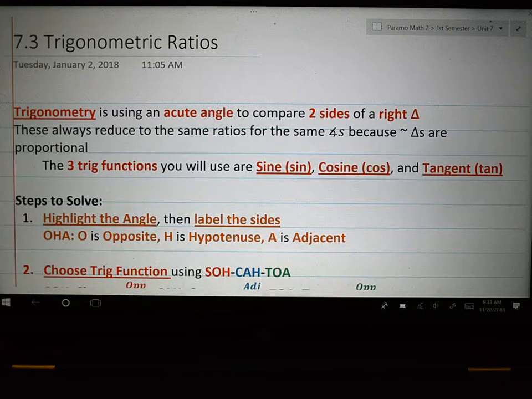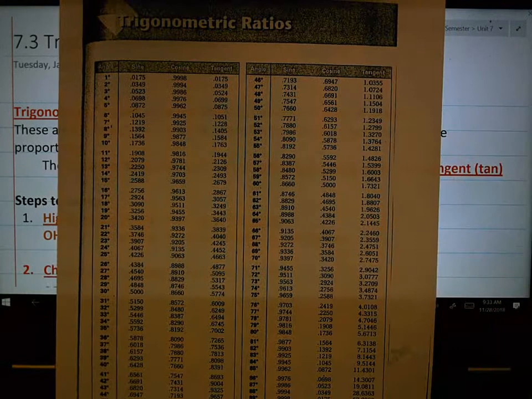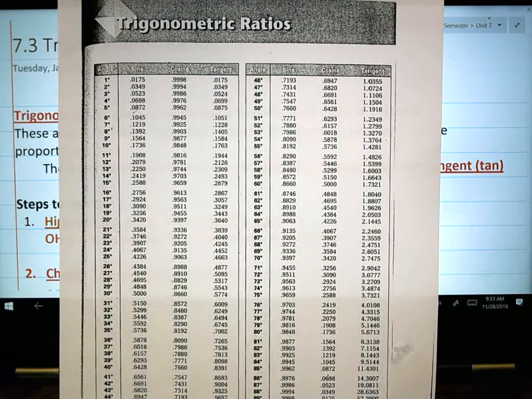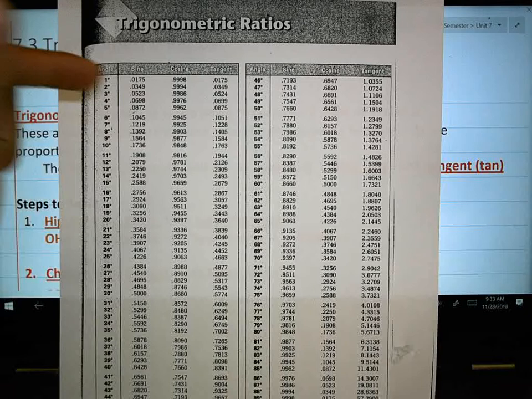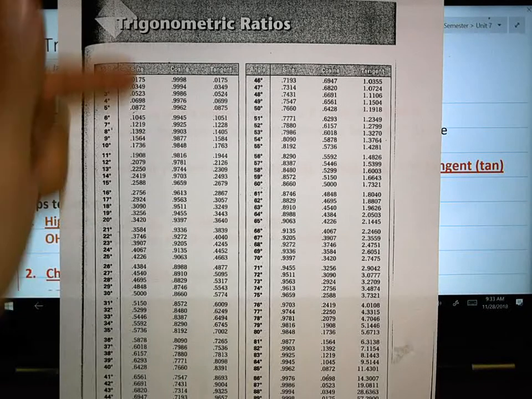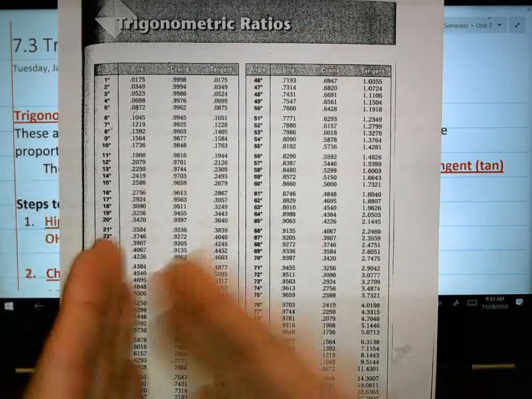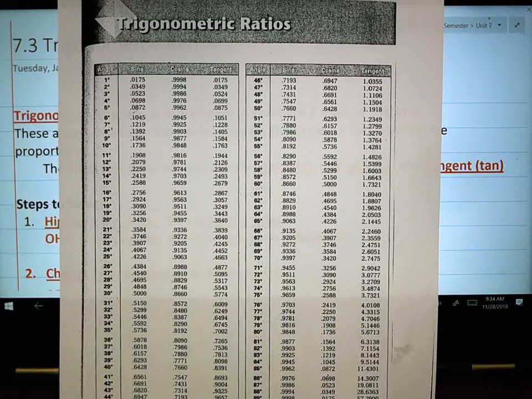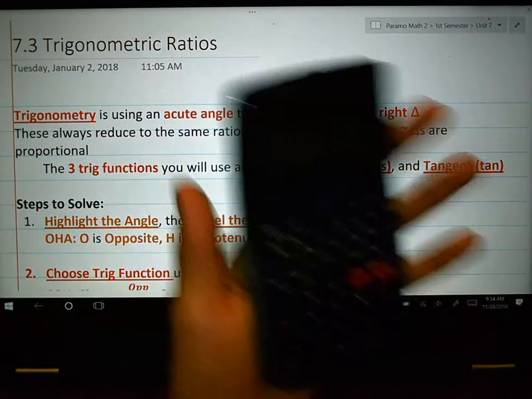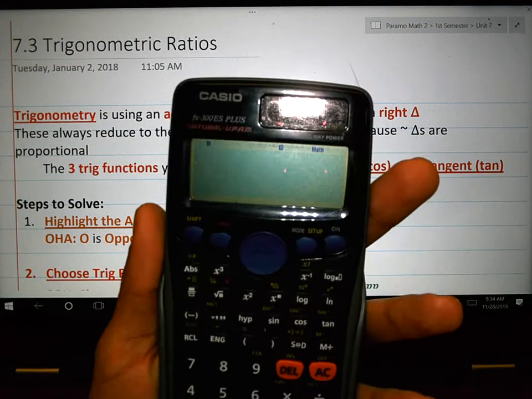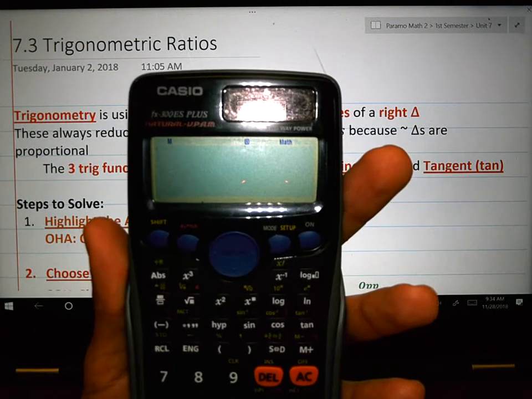As a matter of fact, your parents way back in the day learned trigonometry like this. They learned trigonometric ratios based off of an angle, based off of sine, cosine, and tangent. They had to do things with a table. Your generation, though, doesn't have to do it this way, even though you could if you wanted to. Your generation is going to use the calculator to learn most of everything.